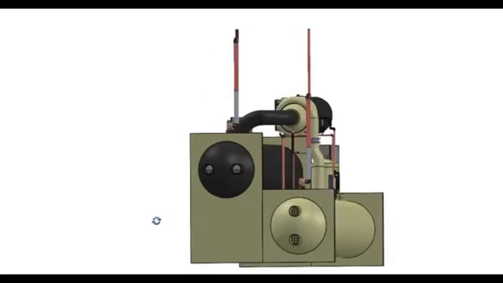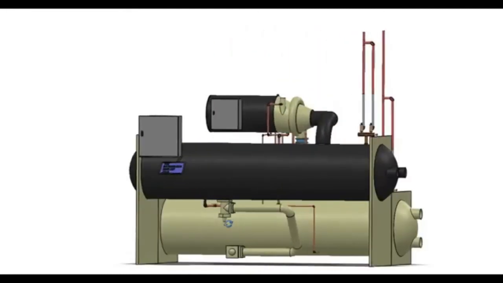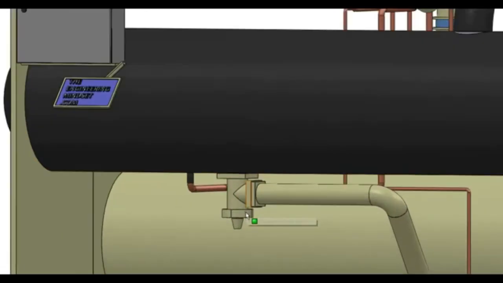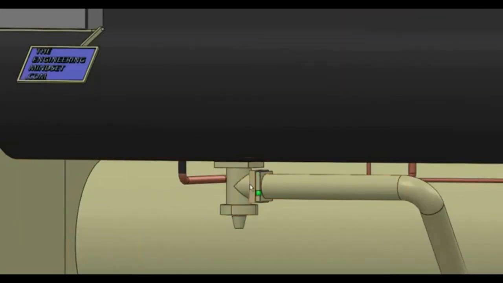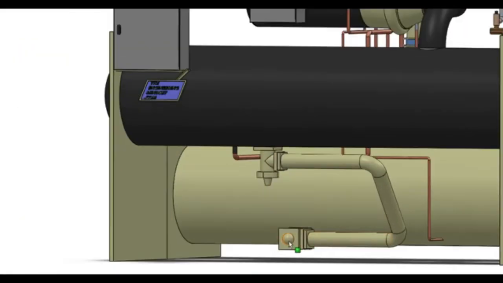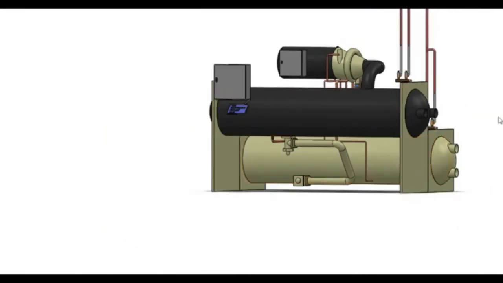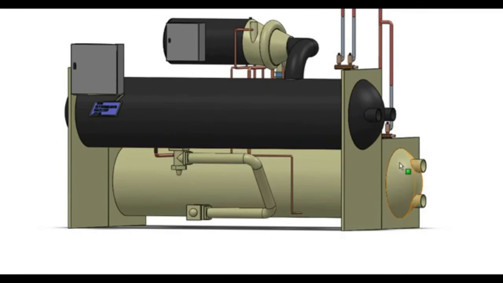And if we turn the chiller around a bit, then we'll see here we've got the expansion valve. The expansion valve just located on the bottom there, and that's so the refrigerant can leave the condenser and then enter into the evaporator. The evaporator again is another large cylinder, very similar design to the condenser.